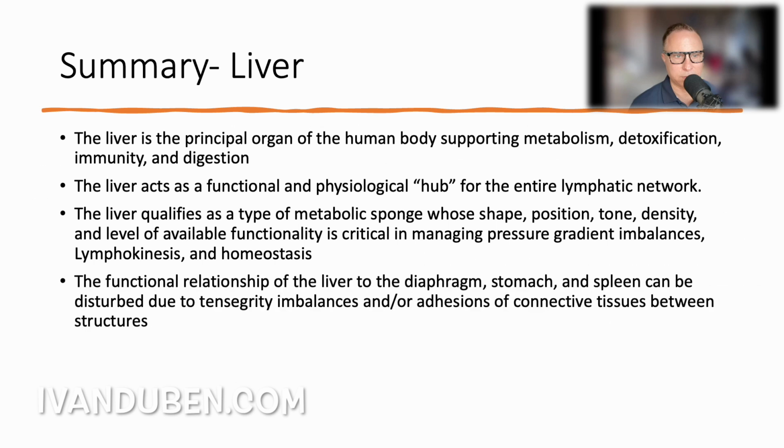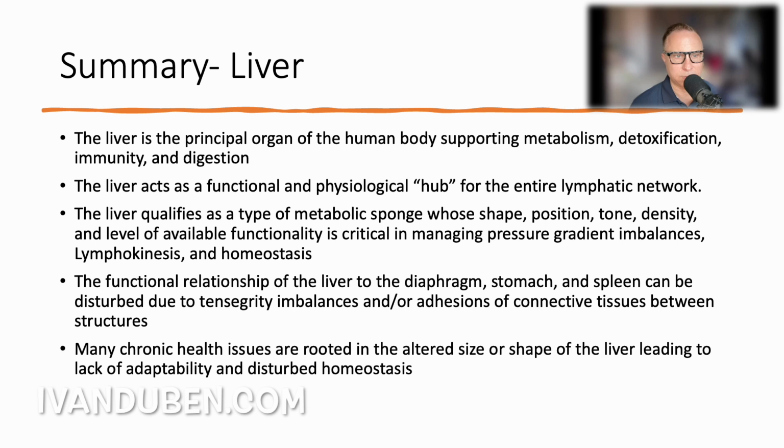The functional relationship of the liver to the diaphragm, stomach, and spleen can be disturbed due to tensegrity imbalances and/or adhesions of connective tissues between structures. And many chronic health issues are rooted in the altered size or shape of the liver, leading to lack of adaptability and disturbed homeostasis.